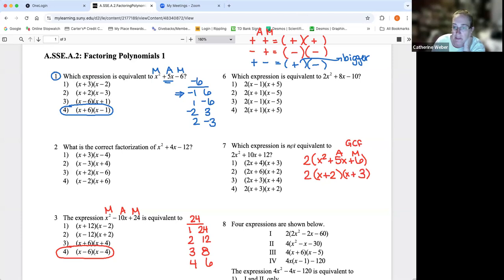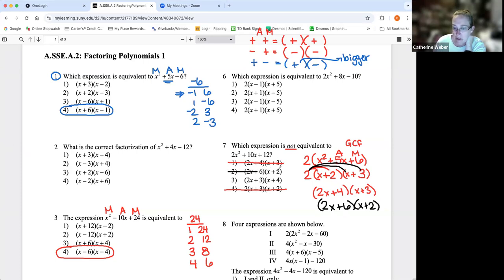Now this question is, which one is not equivalent to this expression? Right away, I have the number 4 is equivalent to it, so it wouldn't be that one. If I distribute the 2 to the first parenthesis, I get 2x plus 4 times x plus 3, so it can't be this one. If I instead distribute the 2 to the second parenthesis, that would give me x plus 2 times 2x plus 6.